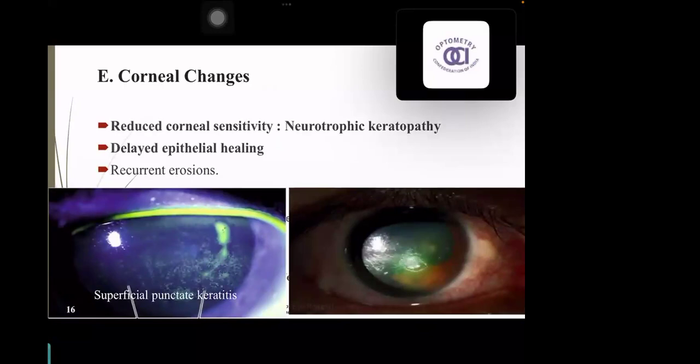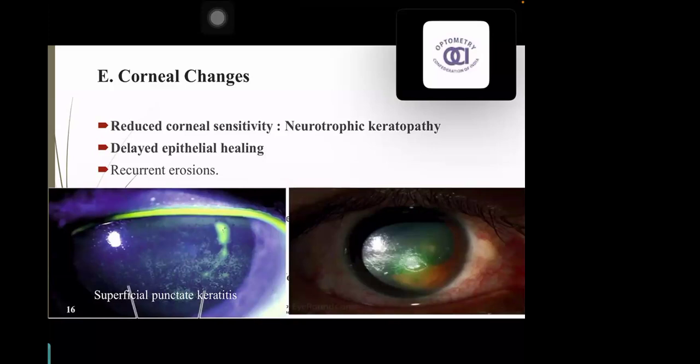Now coming to the corneal changes, cornea is another structure affected by diabetes, though its involvement is often overlooked. Due to autonomic neuropathy and reduced corneal sensitivity, a condition called neurotrophic keratopathy, the corneal epithelium becomes more fragile. As a result, diabetics often experience delayed epithelial healing, recurrent erosions, and are more prone to infectious keratitis. We also see superficial punctate keratitis and increased risk of post-surgical epithelial defects, for example, after cataract or refractive surgery.